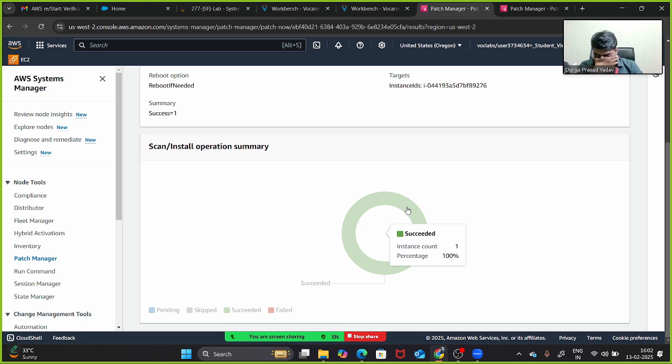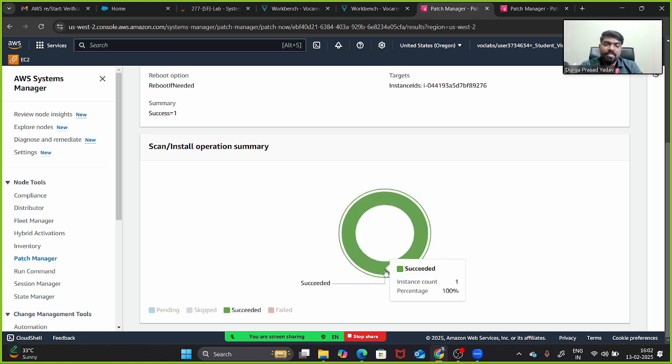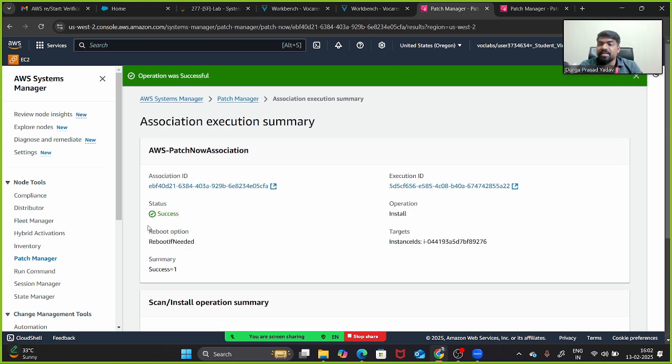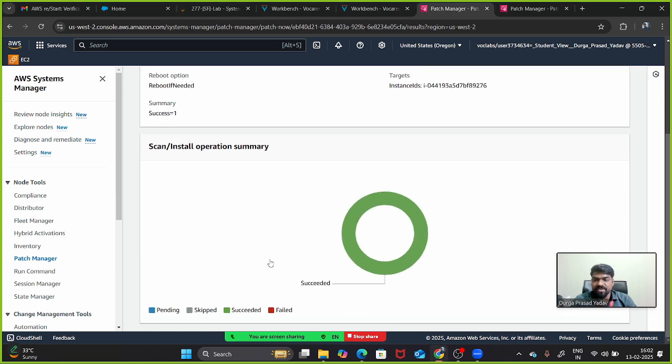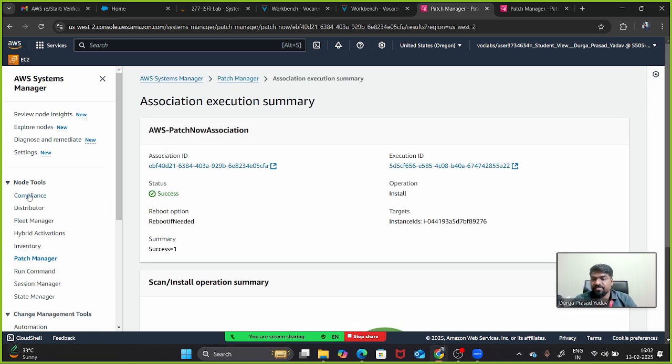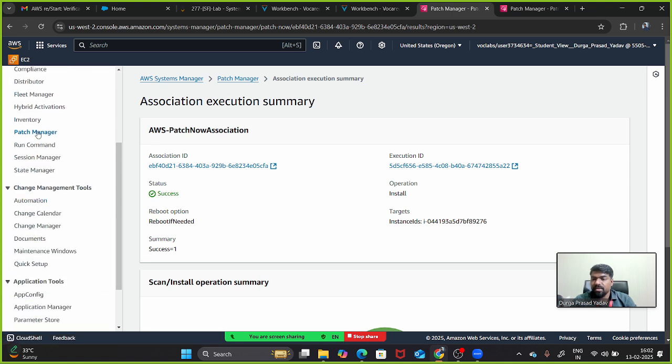See, it has been executed, guys. Succeeded, instance count 1, 100%. Now we have applied the patches. It means that there is no problem right now in the operating system related to the security updates on this machine, which was the first machine. If I bring you again to the patch manager dashboard, the same graph will come up there.